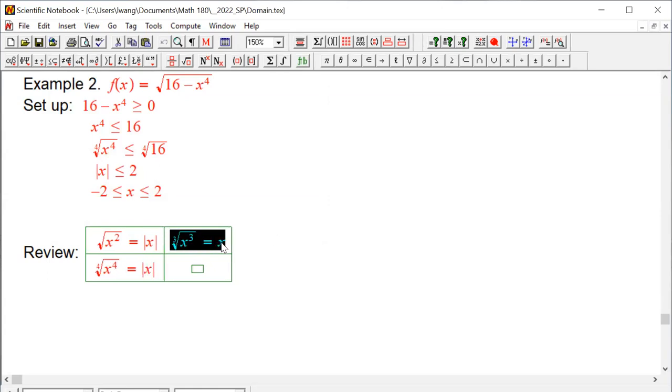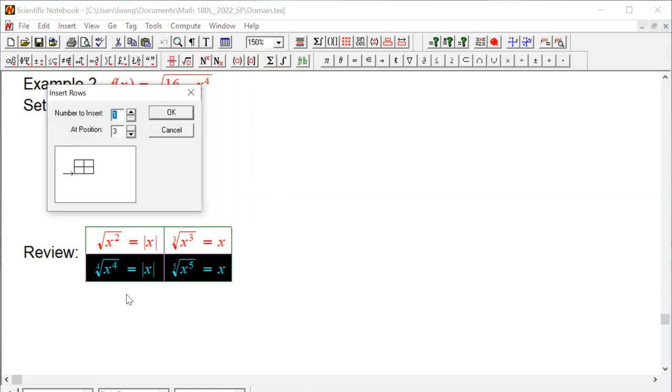And what if we have the fifth root? The fifth root of x raised to the power 5 would be equal to x. And the table can keep going. What happens is that if the root number is 2, that is the square root of x to the power 2, this will be the absolute value. So the same works for even numbers.